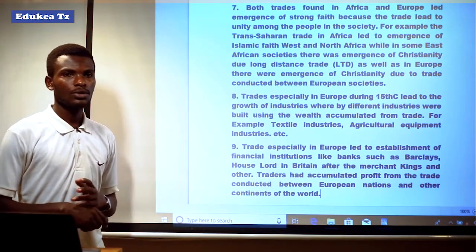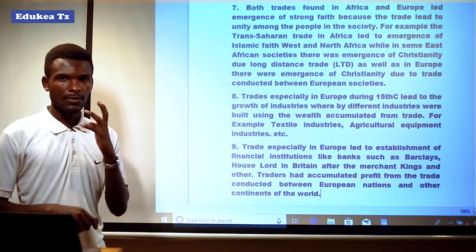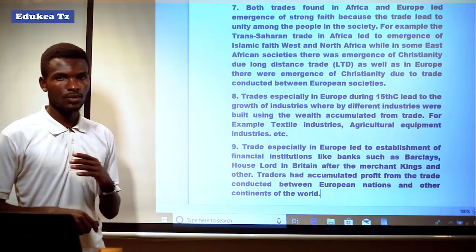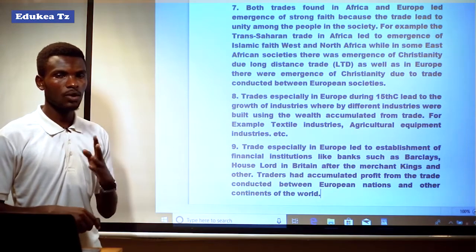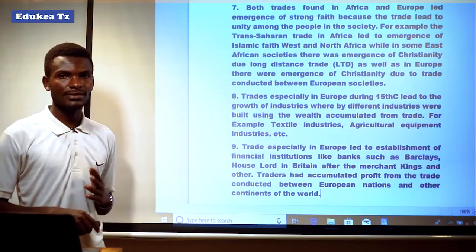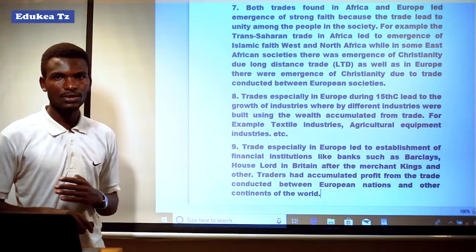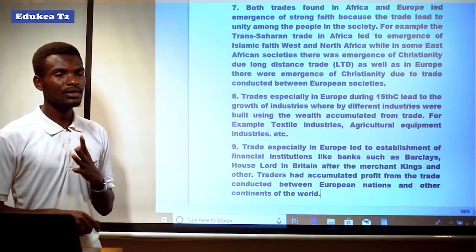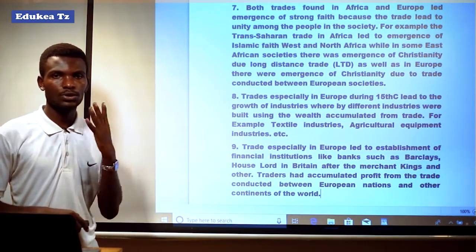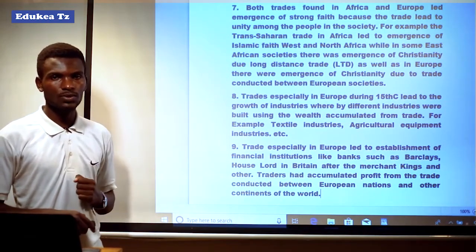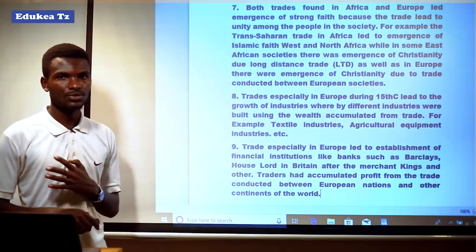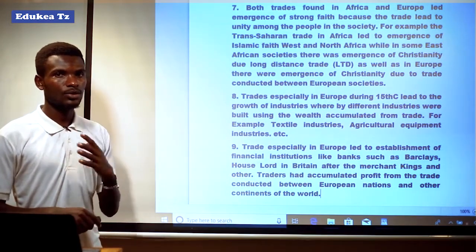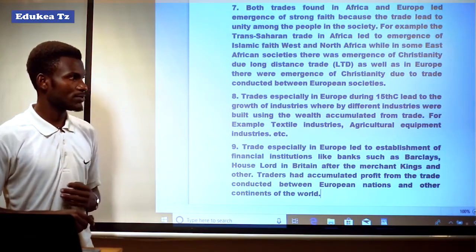For example, during the mercantile era, there were many Europeans who were involved in mercantile or overseas trade, and they accumulated a lot of wealth. That wealth was reinvested in the industrial sector, and many industries were built so as to produce many manufactured goods which would be returned to African countries and other parts of the world, searching for markets and accumulating more capital for investment.